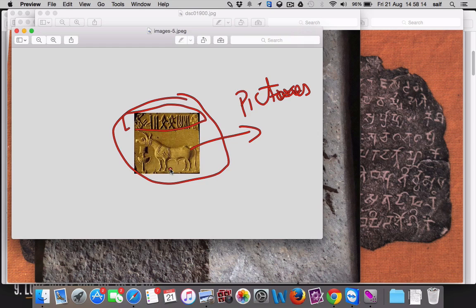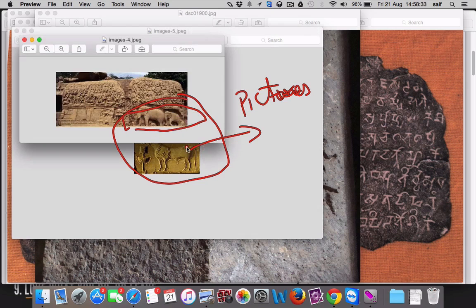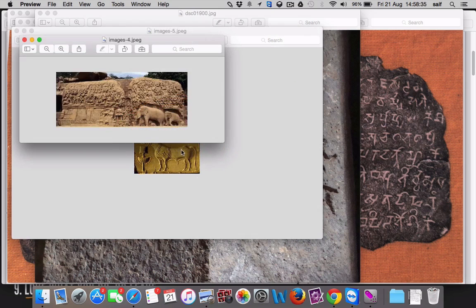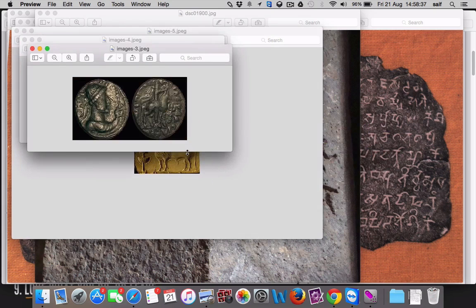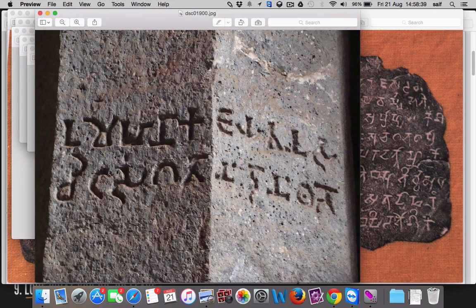These seals were used to trade with Mesopotamia, where another civilization existed. These seals were also used in the Indian part. So these were the seals, inscription done on seals. And after that, this is the stone inscription.